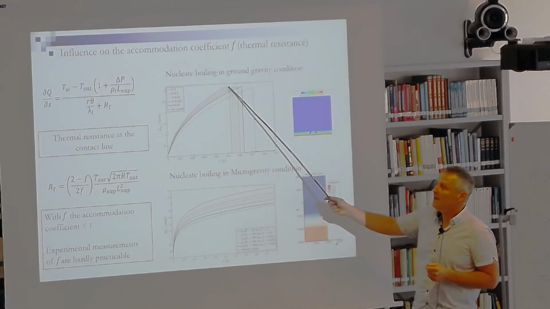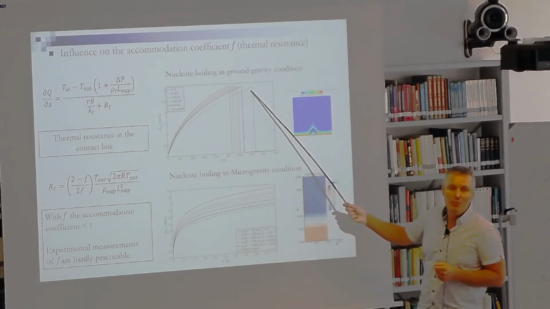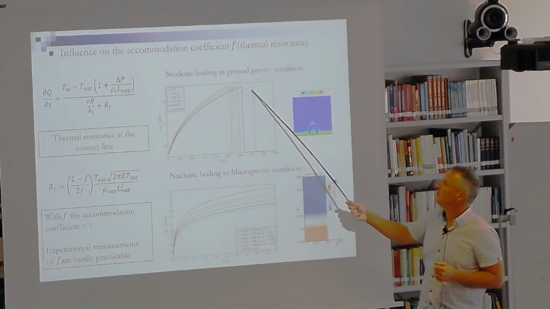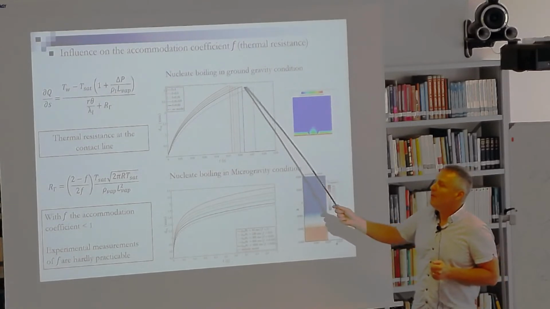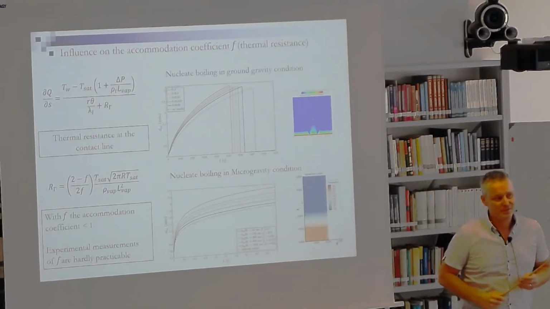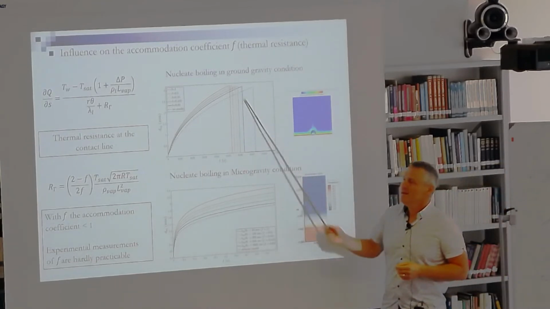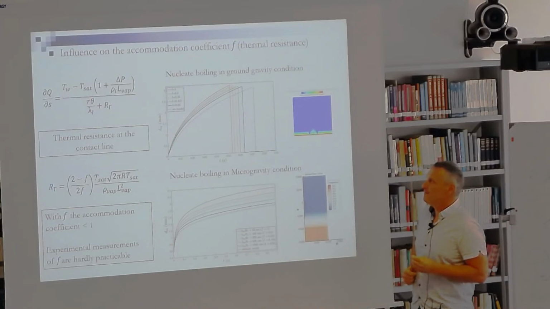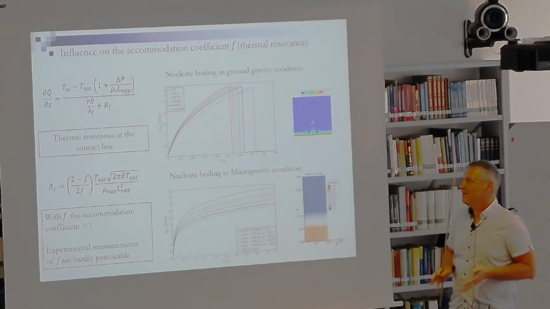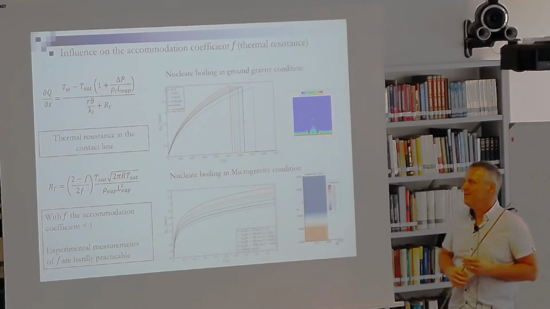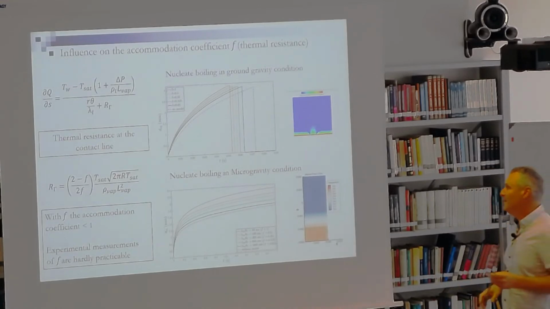Here, the higher value of the accommodation coefficient, and here no model, so no accommodation coefficient. This gives us a range of possible values depending on the fluid which will be simulated, because the correct value of F is not really perfectly known. There's no general agreement on the correct value of F.